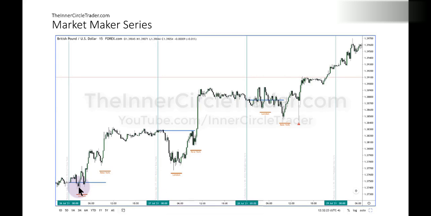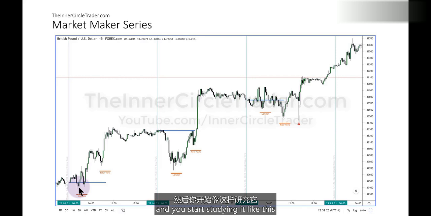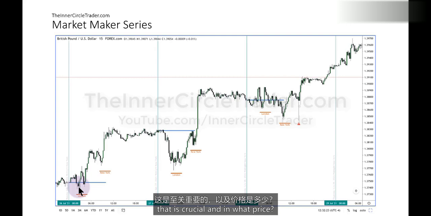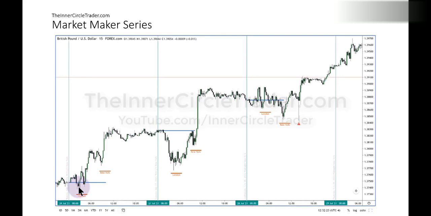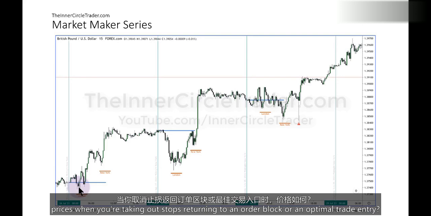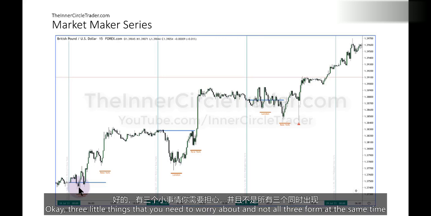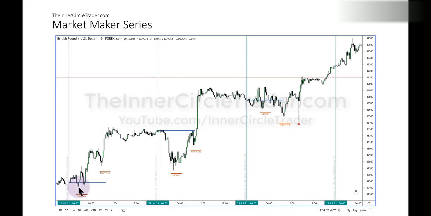Once you understand this and you start studying it like this, you're going to see it's always been there. Always. But these 3 days and this element of time, that is crucial. And in what price? Where's the price factor in? Price is when you're taking out stops, returning to an order block or an optimal trade entry. That's it. There's 3 little things there. Okay, 3 little things that you need to worry about. And not all 3 form at the same time.